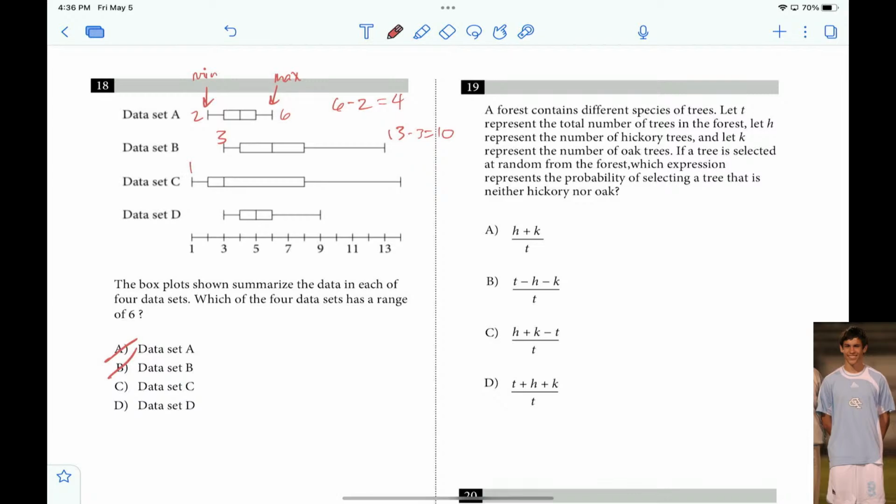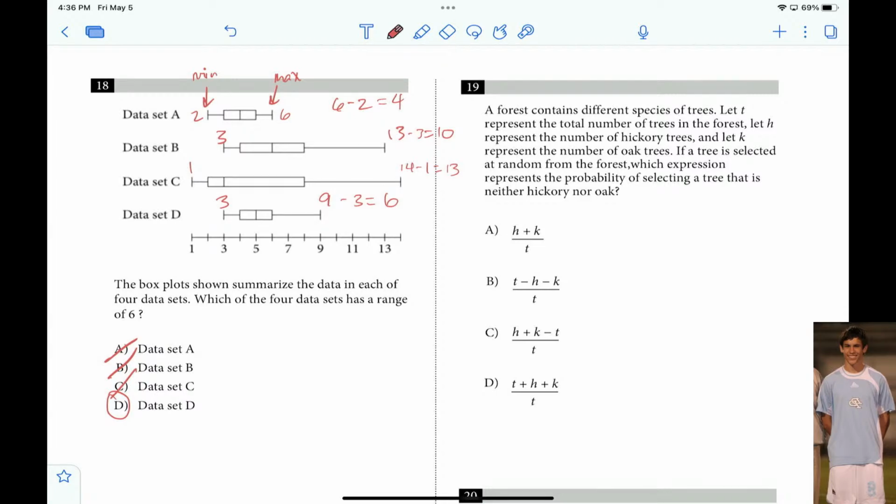This looks like it's at 1. This is at 14. So 14 minus 1 is 13. So clearly not that. So the answer should be D. So this is 9 and 3. So 9 minus 3 is 6. Cool. So median and range are the two things they ask us about when it comes to box plot.